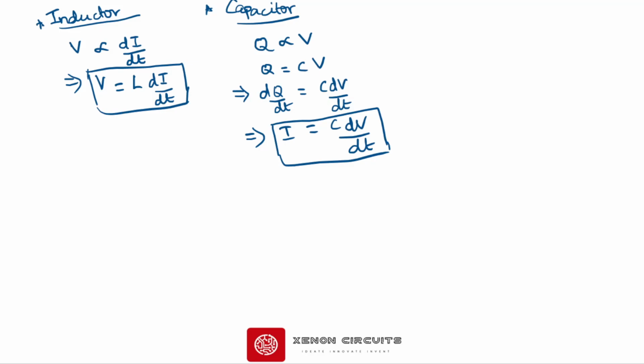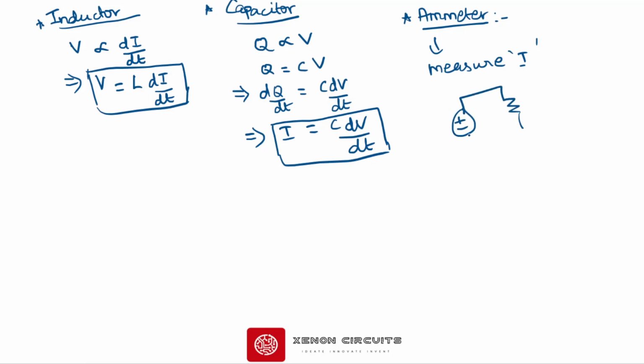Now we'll take a look at the ammeter. First of all, everyone should be aware of the basics of an ammeter, right? What is the role of an ammeter? An ammeter is used to measure current in a particular node or in a particular branch. So let's say there is a voltage source across which a resistor is connected, and we want to measure the current drawn by this resistor. What do we have to do? We have to connect an ammeter, right?